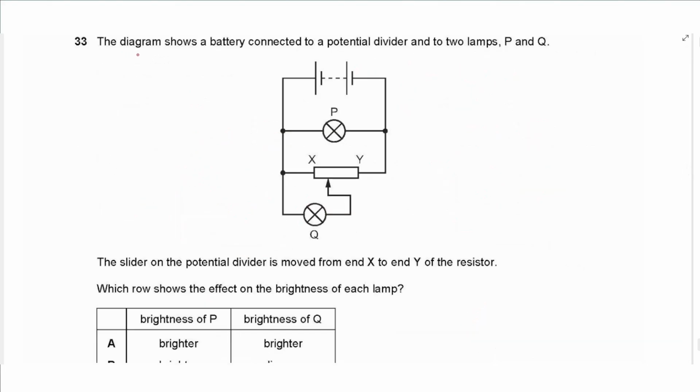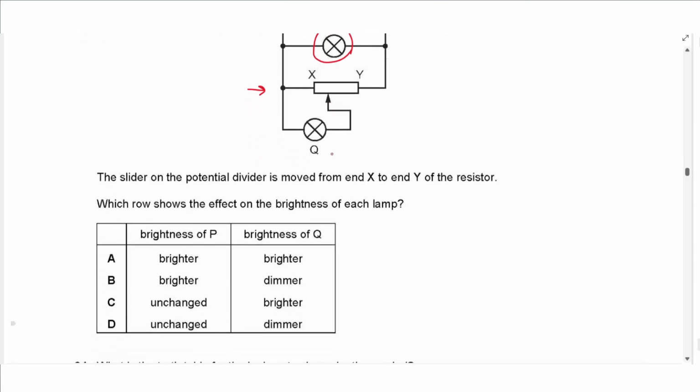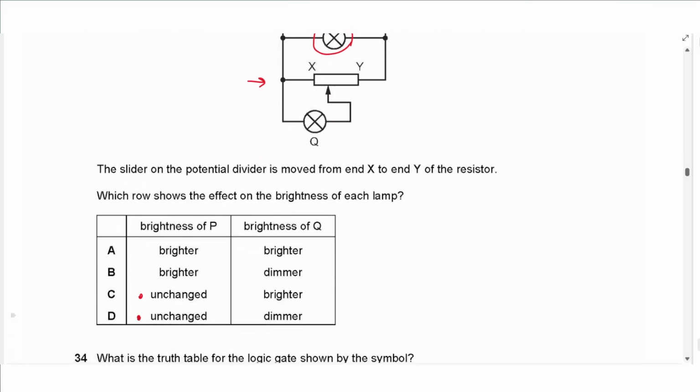Question 33 says the diagram shows a battery connected to a potential divider and two lamps P and Q. The slider on the potential divider is moved from end X to end Y of the resistor. Which row shows the effect on the brightness of each lamp? So first, lamp P would not have any change when the other branch is changing, since it will always have the total voltage of the battery. So for lamp P, it's unchanged.